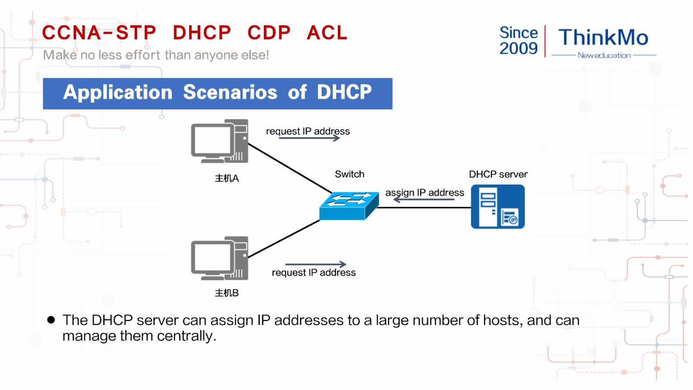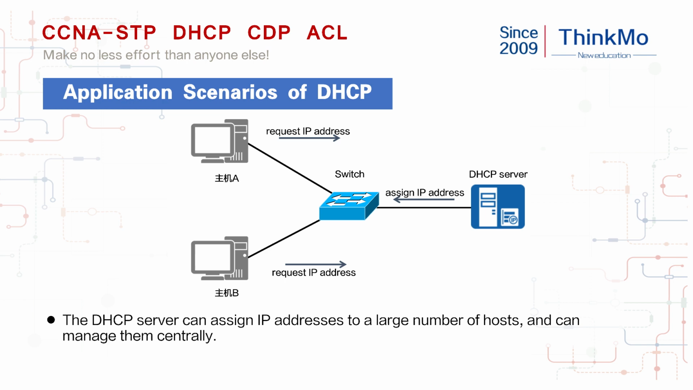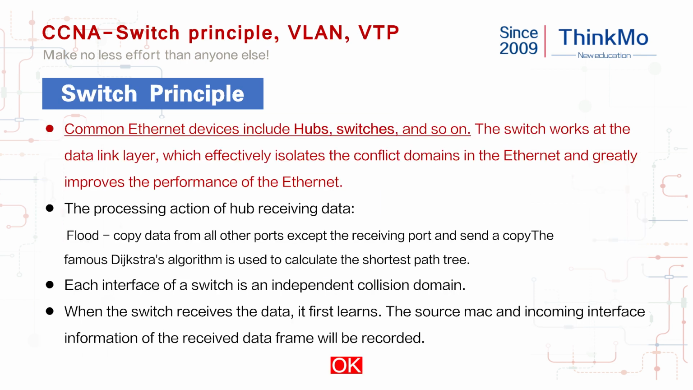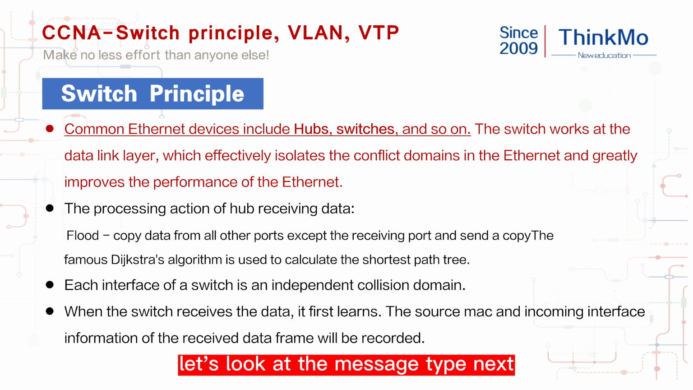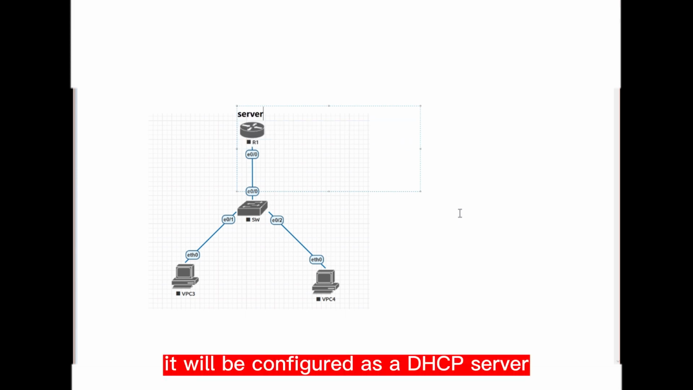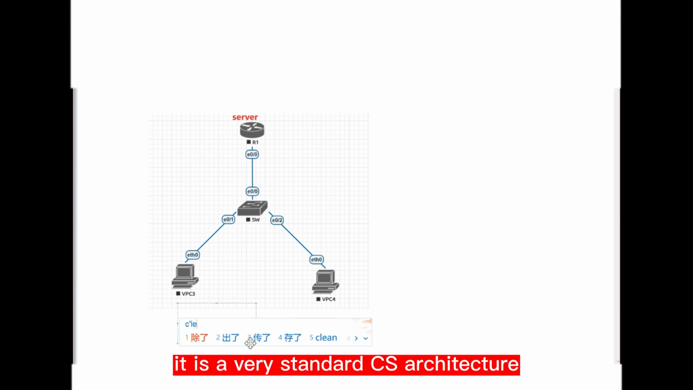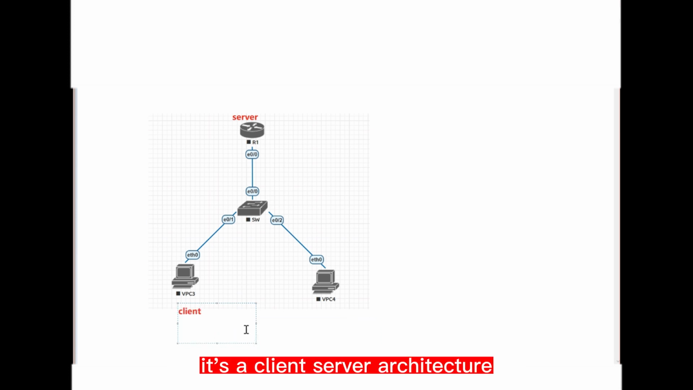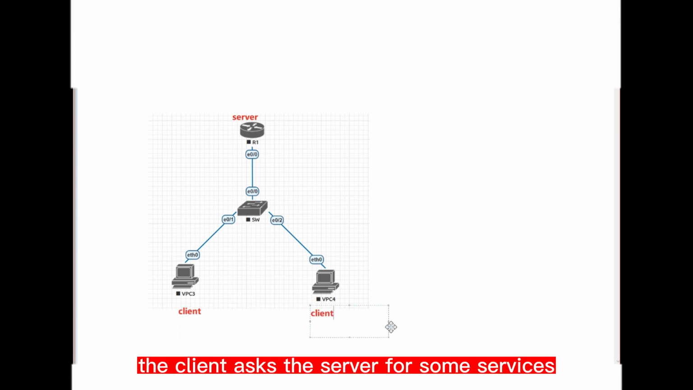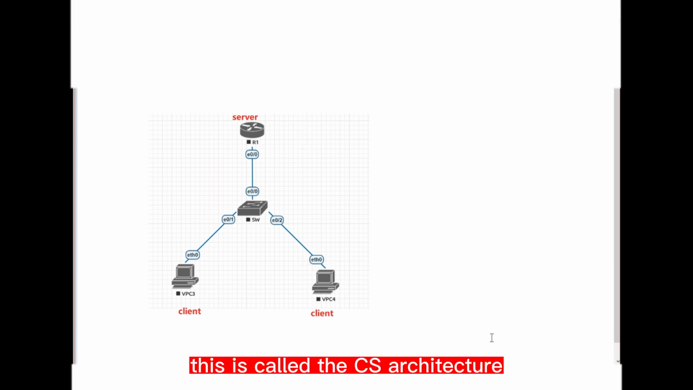Look at this picture. There are two devices. The device requests an address from a server. Then assign the address. Okay. Let's look at the message type next. This is a topology. Let's wait for the configuration. It will be configured as a DHCP server. Next, here are the two devices. This is the client. It is a very standard CS architecture. It's a client-server architecture. The client asks the server for some services. The server provides corresponding services to the client. This is called the CS architecture.